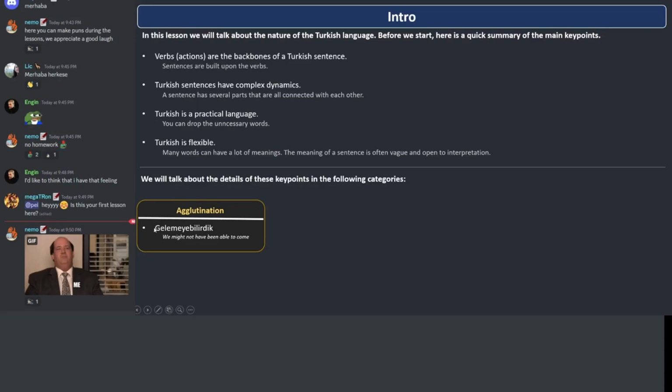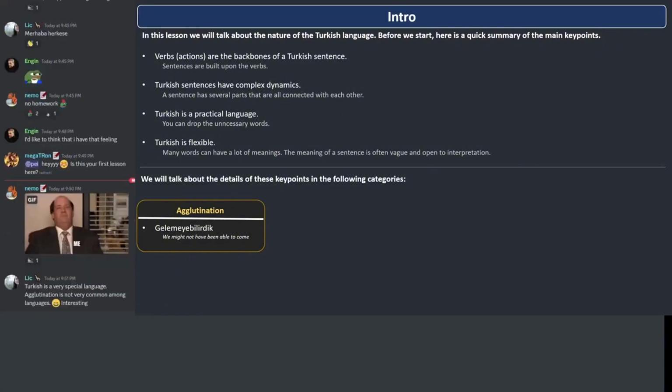We have this gel, that's the verb, that's the action to come, gelmek. And then we insert more suffixes to give more information. Like gelmek, action, when, who, in what mood, in which sense. Okay, I will give more details about this.